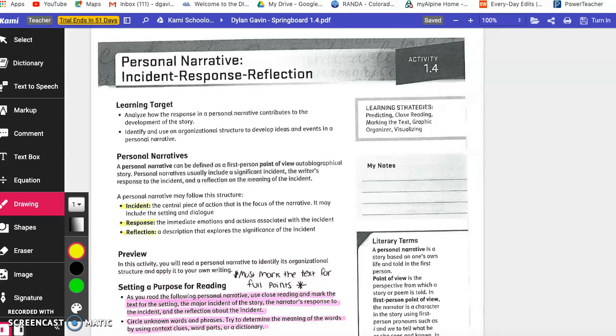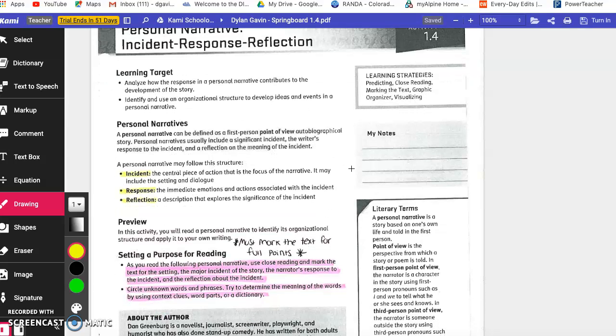Just like before, get rid of this. Here are your instructions. Very important to read what is highlighted. It is very important to read everything, but definitely, especially, what is highlighted.